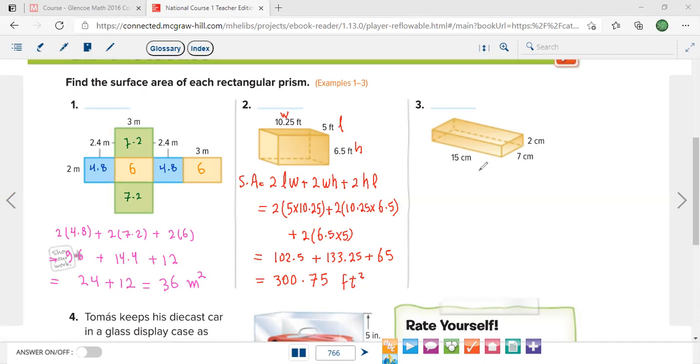In problem 3, the same rule, surface area equals 2 length width plus 2 width height plus 2 height length. So let's say that the length is 15 and the width is 7 and the height is 2. So this will be 2 times length width, 15 times 7, plus 2 width height, 7 times 2, plus 2 height length, 2 multiplied by 15.